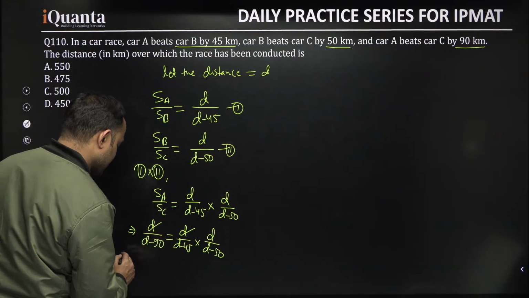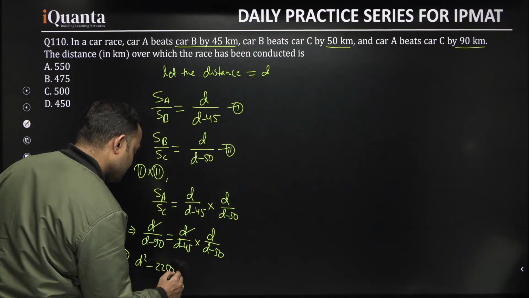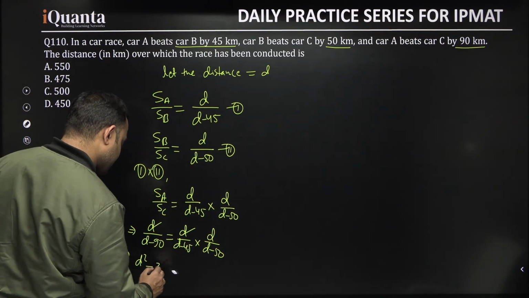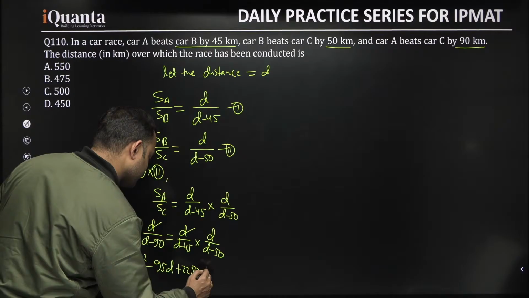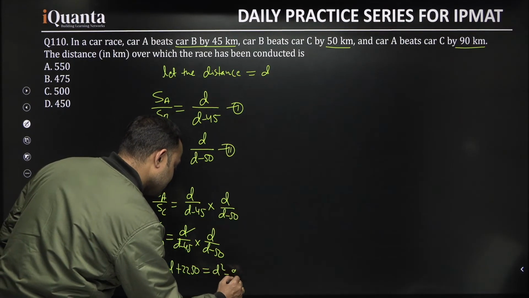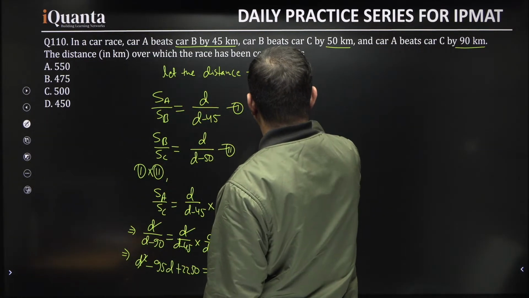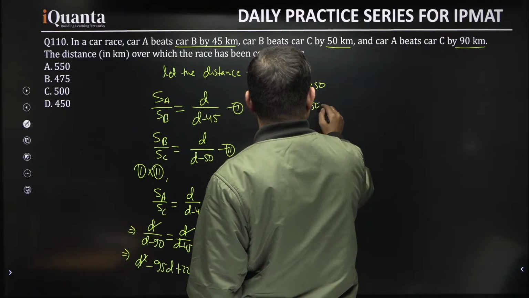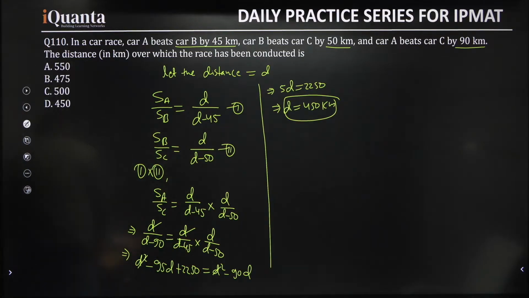So d cancelled out. d square minus 2250, d plus ... this will be minus 95d plus 2250 is equal to d square minus 90d. So d square cancelled out. We are getting 5d is equal to 2250 and d is equal to 450 kilometers. This is the answer after so much hard work, right. Kabir got this correct, Sonipari got this correct and Mahima got this correct.